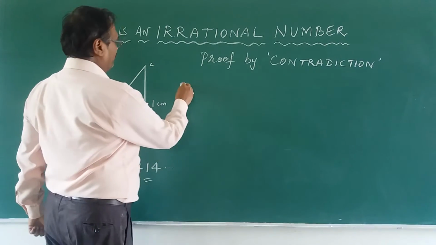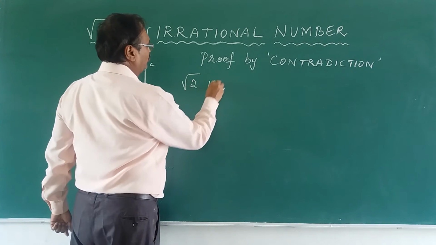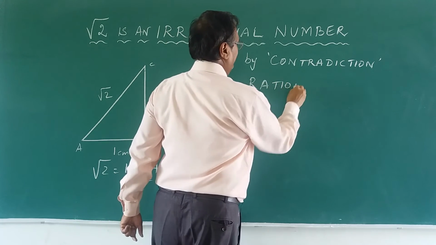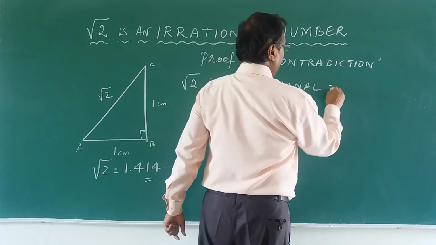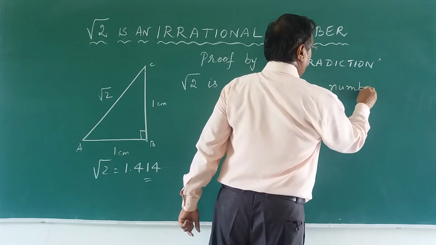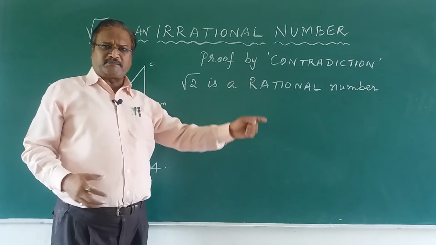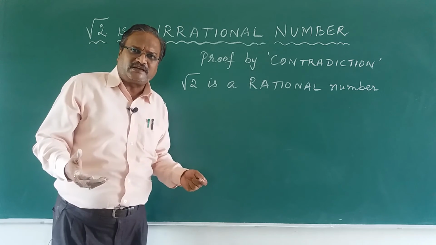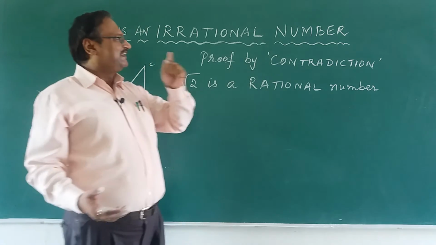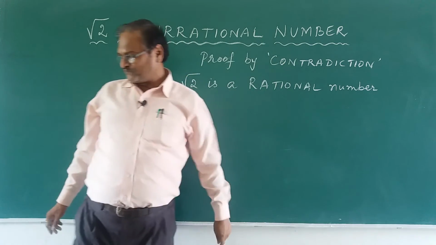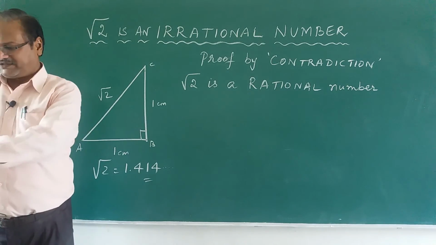What are we going to do? First we will say root 2 is a rational number. Okay, we will say it is a rational number. If it is a rational number, I have to prove according to that. If it turns out not to be a rational number, naturally it is irrational. This is called proof by contradiction. So how do we proceed for this?